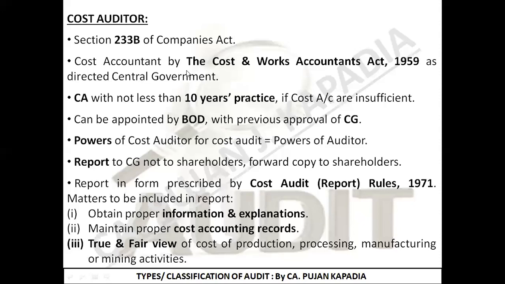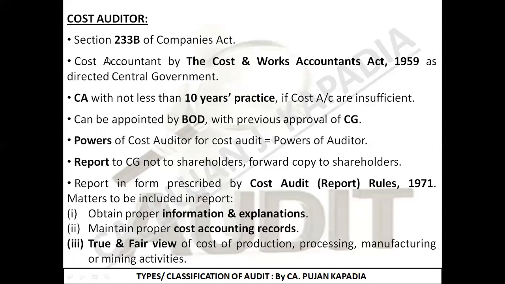So basically, who can be the cost auditor? The person who has been qualified as a cost accountant under which act? Under the Cost and Works Accountants Act 1959, as directed by the central government. This is popularly known as ICWA, that we know today as the CMA course. Fine. So basically, the cost and management accountant known nowadays was previously under the Cost and Works Accountant Act 1959. So basically, who is eligible?